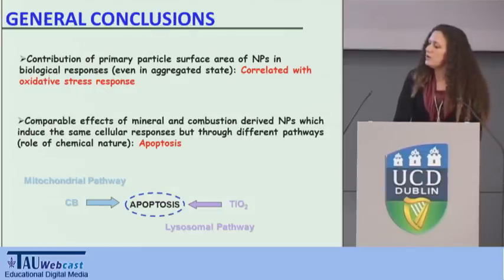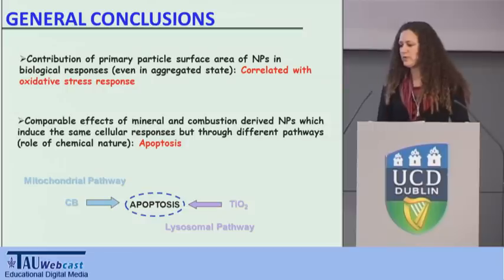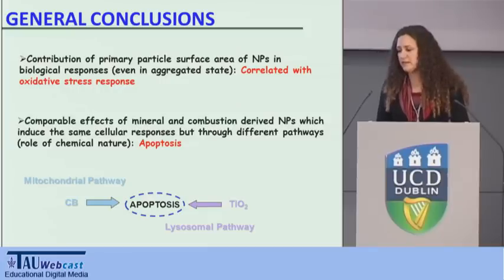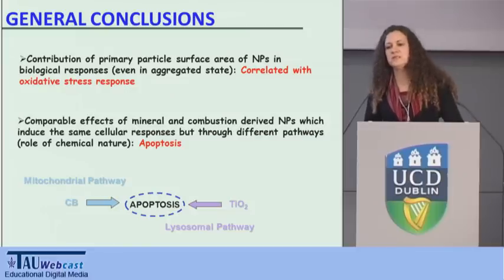So in final conclusions, I've shown you that there is a contribution of the primary particle surface area of nanoparticles in the biological responses, even though these particles could be aggregated in the cell culture. So there is a very good correlation of oxidative stress with the BET surface, and we have also seen this for the pro-inflammatory response, for instance.